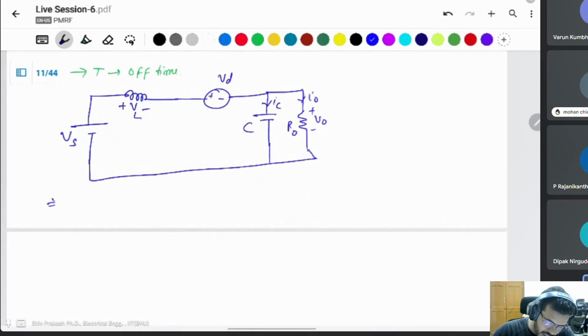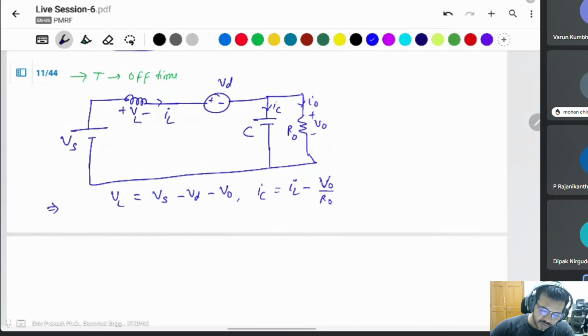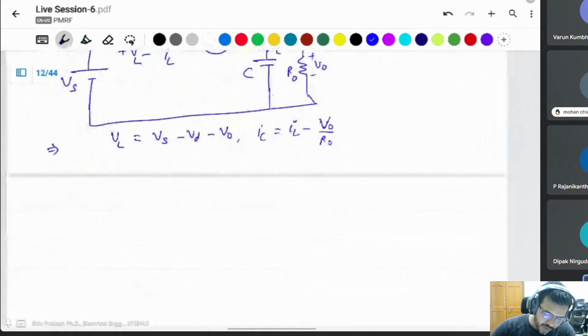Then at this time, what is the VL? Inductor voltage, Vs minus Vt minus V naught. I take it as the KVL for this. IC will be, this current is IL minus I naught, which will be V naught by R naught. To calculate the output voltage, use the volt second balance equation.